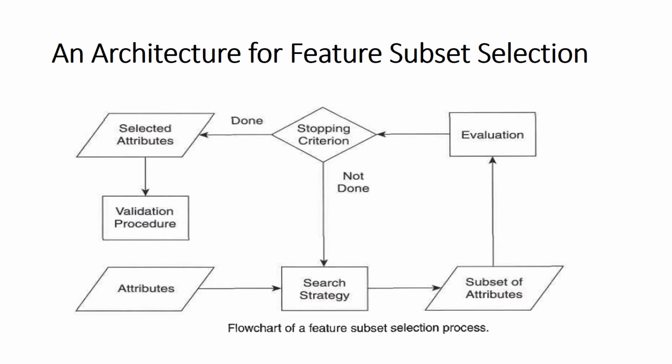This is the architecture for feature subset selection. In this diagram, we can see we start with the complete set of attributes that we have, and from this complete set of attributes, we employ a search strategy, and by employing a search strategy, we get a subset of attributes. These subsets of attributes are evaluated first.